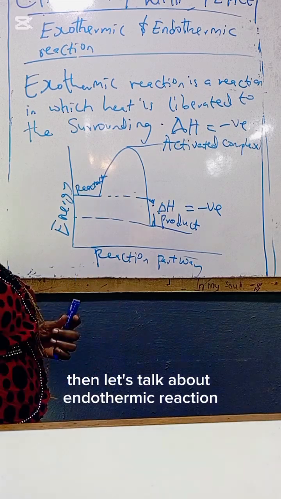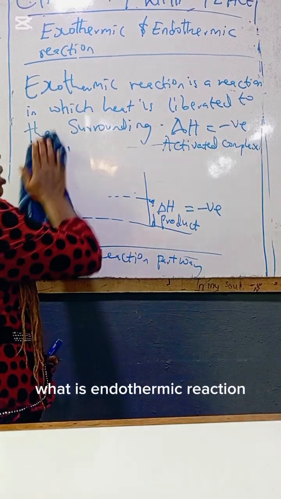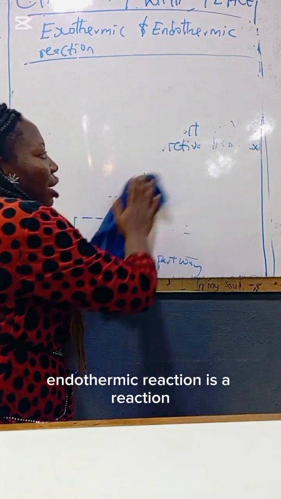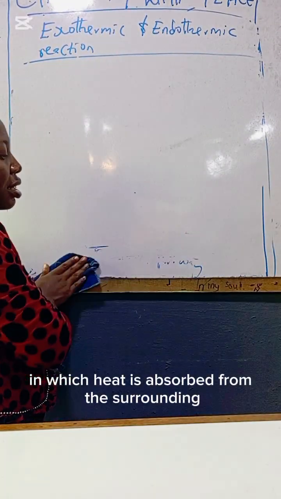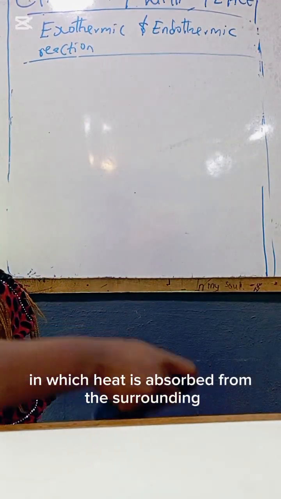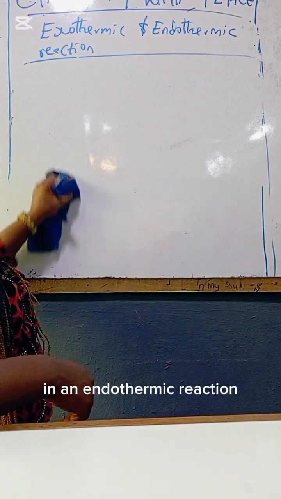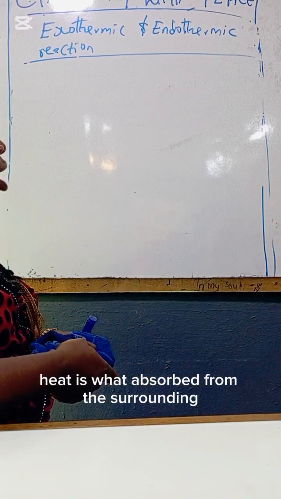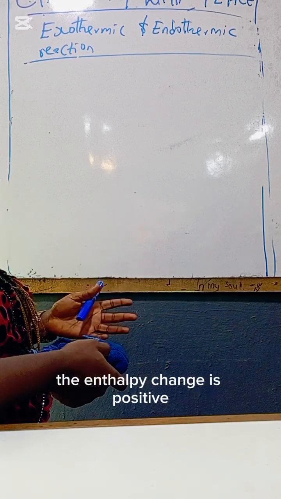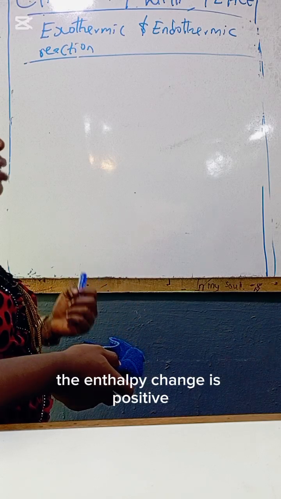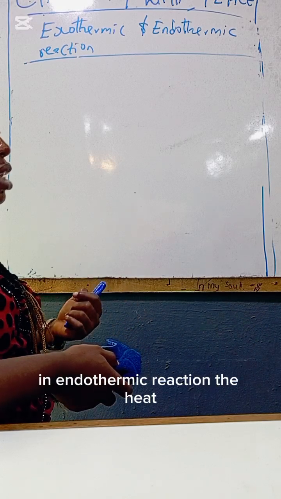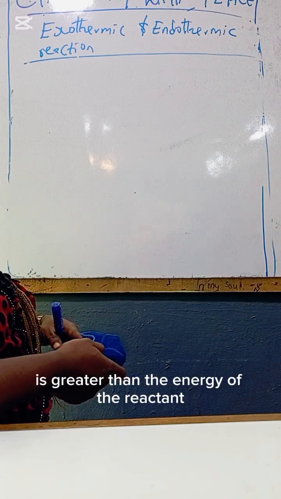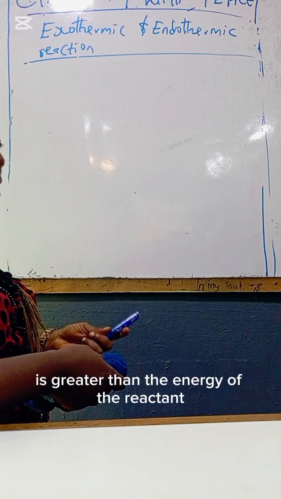Then let's talk about endothermic reaction. What is an endothermic reaction? An endothermic reaction is a reaction in which heat is absorbed from the surrounding. In an endothermic reaction, heat is what? Absorbed from the surrounding. And in an endothermic reaction, the enthalpy change is positive. In an endothermic reaction, the heat energy of the product is greater than the energy of the reactant.